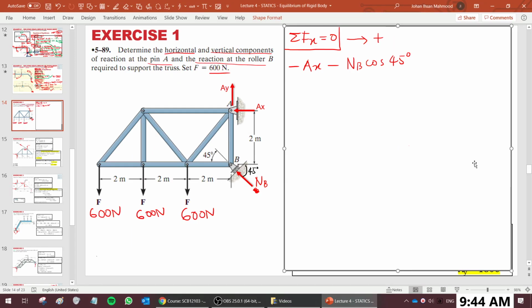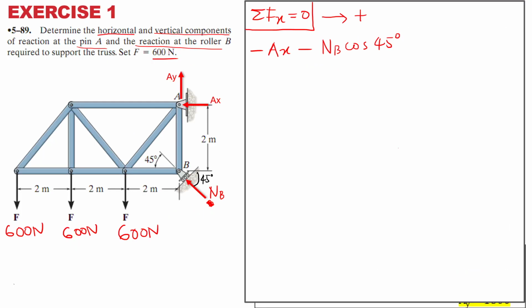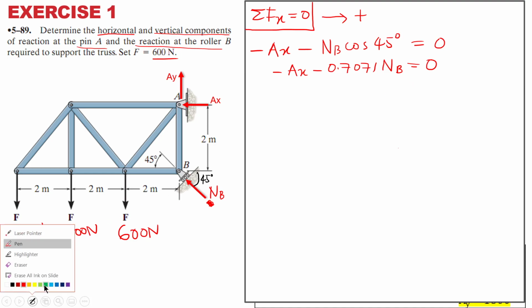Okay, what else? That's all. Equal 0. So NB we don't know. Cos 45 is 0.7071. Negative AX minus 0.7071 NB equals 0. AX is done. This is important.